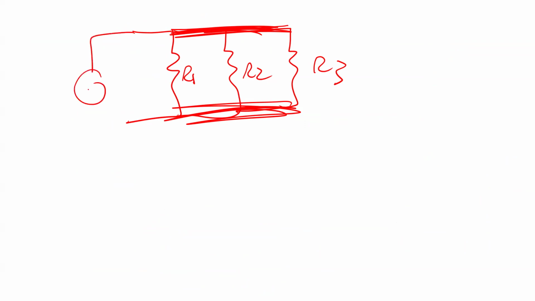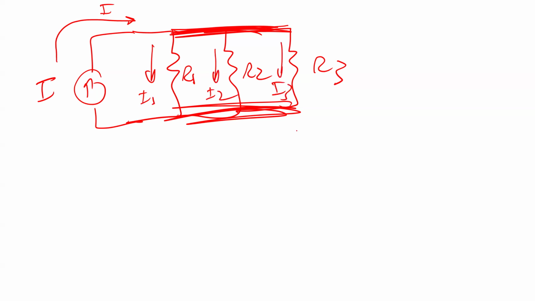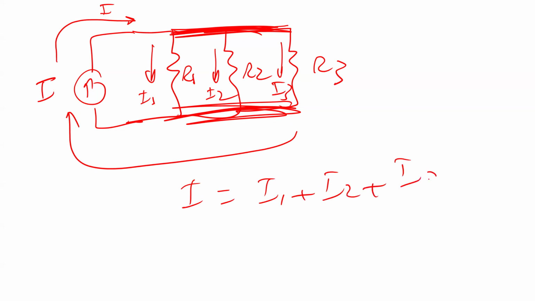And then I can have a current source this way. We're going to call it I. So what happens is the current I comes here, and this I is going to split. So we have here I1, here we have I2, here we have I3. And they are going to be added together again and come here. So that means I should equal I1 plus I2 plus I3.